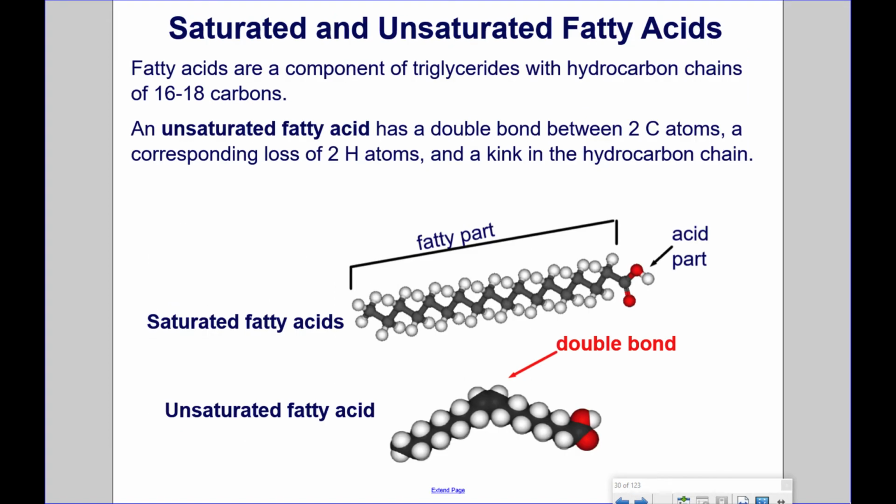Saturated and unsaturated fatty acids. Fatty acids are a component of triglycerides with hydrocarbon chains of 16 to 18 carbons. An unsaturated fatty acid has a double bond between 2 carbon atoms, a corresponding loss of 2 hydrogen atoms, and a kink in the hydrocarbon chain. In the saturated fatty acid, as we see here, we just have the carbon and hydrogen atoms bonded together. The little white ones here are the hydrogens. The darker gray ones are the carbons. And we have the acid part at the end. In an unsaturated fatty acid, here we have a double bond between 2 carbon atoms, forming that kink.